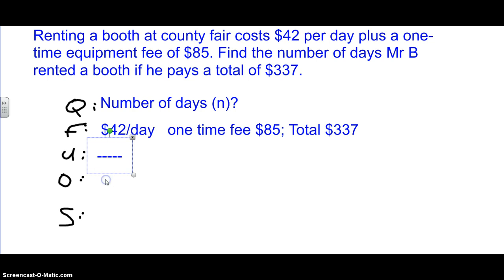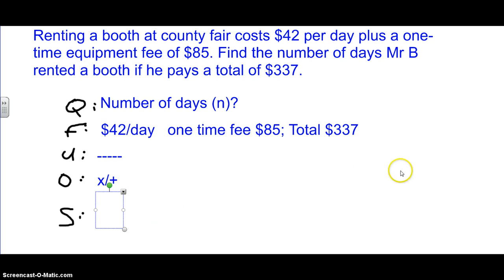And then operations. This is tough. Okay, what operations do we need? Well, whenever we have a rate like this, $42 per day, two units with one number, we usually are going to take that rate and multiply it to something else. So multiplication is probably one of our operations. When we have a one-time fee, what will we do in order to find his total cost? We're probably going to have to add that, right? So addition to the number of days and so on, right?